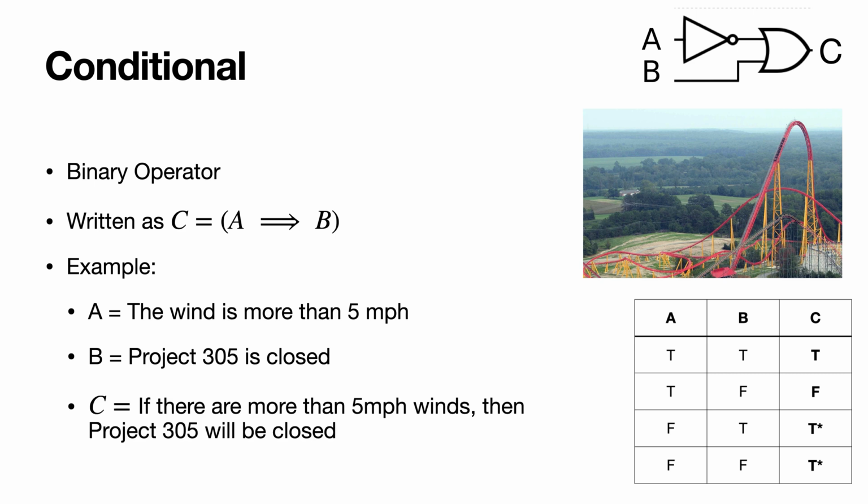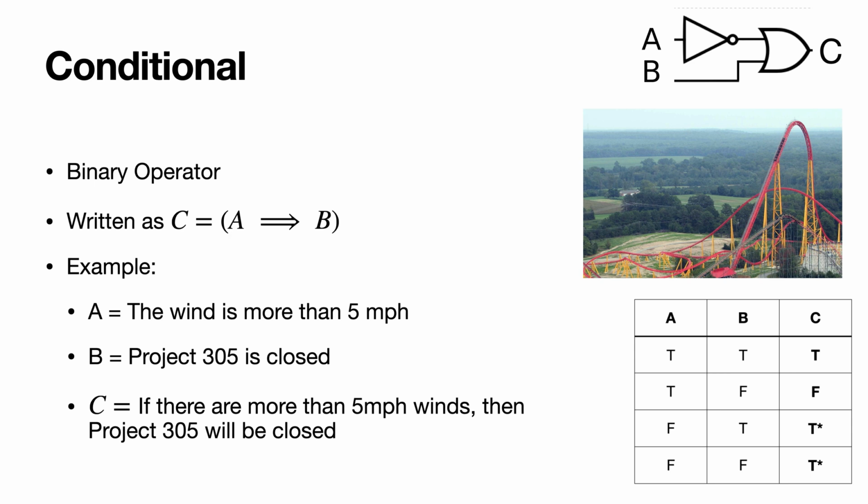A implies B is true whenever A and B are both true. So if the winds are more than 5 miles per hour and Project 305 is closed, meaning they're both true, then A implies B is going to be true. And this makes sense. A implies B is false when A is true but B is false. And this also makes sense. If I claim that Project 305 will be closed if the winds are more than 5 miles per hour, the winds are more than 5 miles per hour, but Project 305 is open, then I've kind of created a contradiction here. What happens if the winds are less than 5 miles per hour?